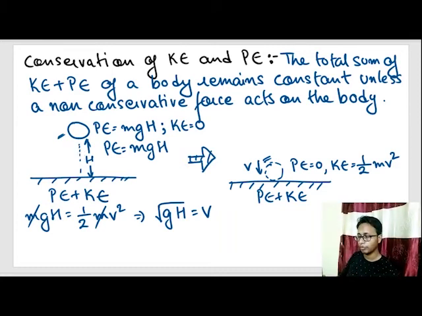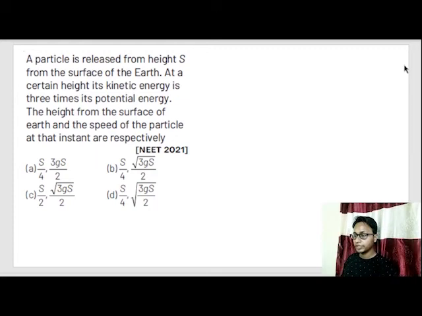Now let's solve a problem. So now let's proceed to the next question. A particle is released from height s from the surface of Earth. At a certain height, its kinetic energy is 3 times its potential energy. The height from the surface of the Earth and the speed of the particle at that instant are, respectively. Let's draw this question.